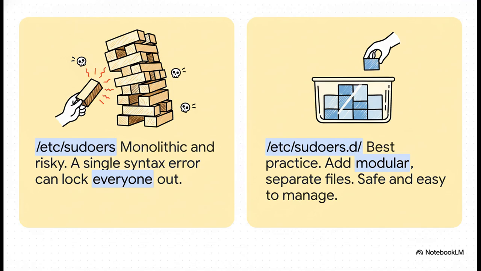This slide right here is key. It shows the two places sudo rules can live. On the left, you've got the old school way, the /etc/sudoers file. It works, sure, but it's a monolith. One syntax error in that file, and you could literally lock every single admin, including yourself, out of the entire system. It's a huge risk. Now, on the right, you have the modern best practice approach, the /etc/sudoers.d directory. This lets us add tiny, dedicated config files for each purpose. It's modular, it's way safer, and it's so much easier to manage, especially when you start automating things.